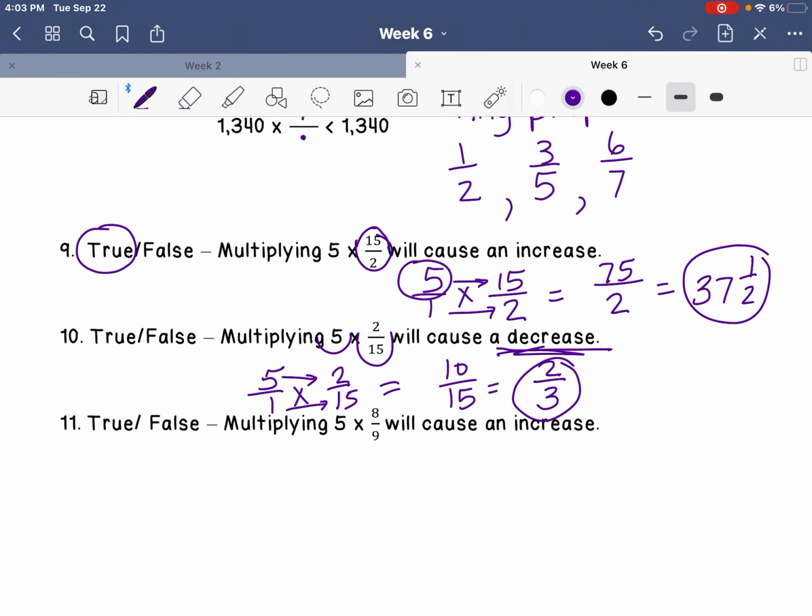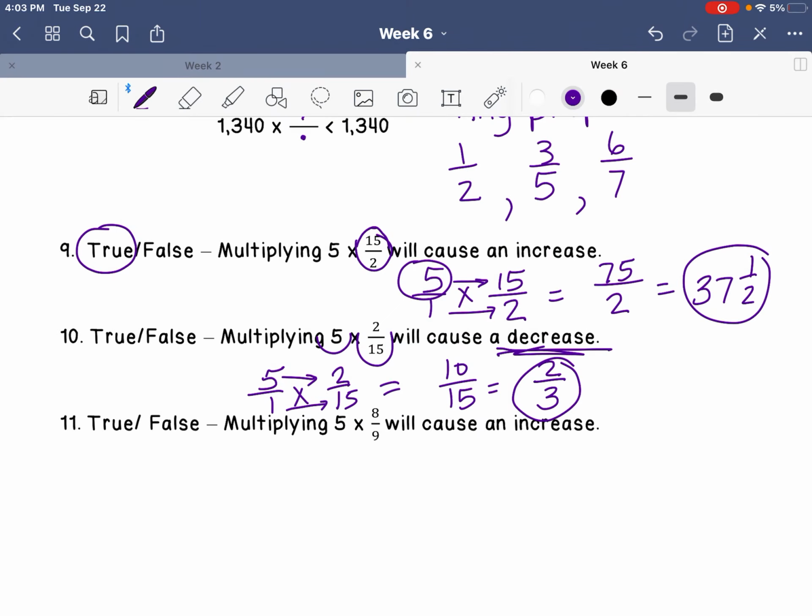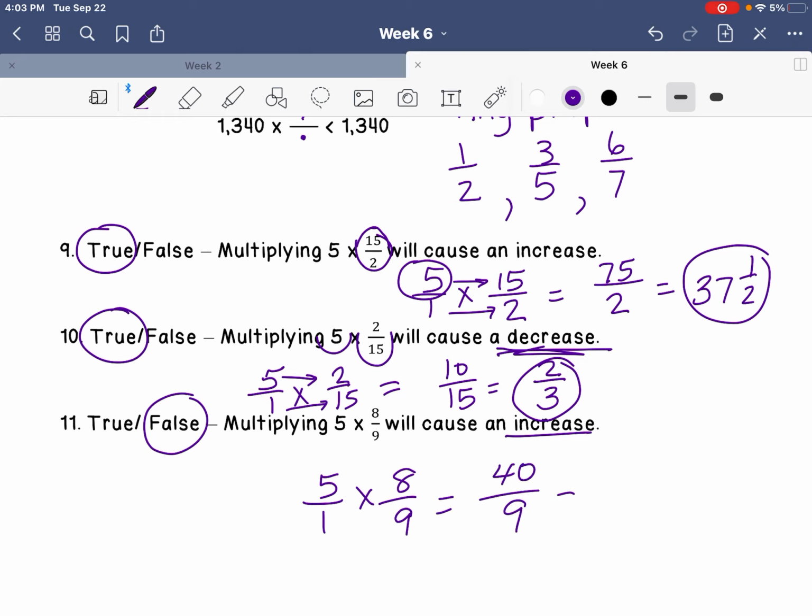Number 11, multiplying 5 times 8/9 will cause an increase. Well, 8/9 is a proper fraction, so that is, I'm sorry, this one was true. This one is false. Let's prove it. 5 times 8 over 9. 5 times 8 is 40. 1 times 9 is 9. 9 will go into 40 4 times with 4/9 left over. And 4 4/9 is less than 5, so that is not an increase.